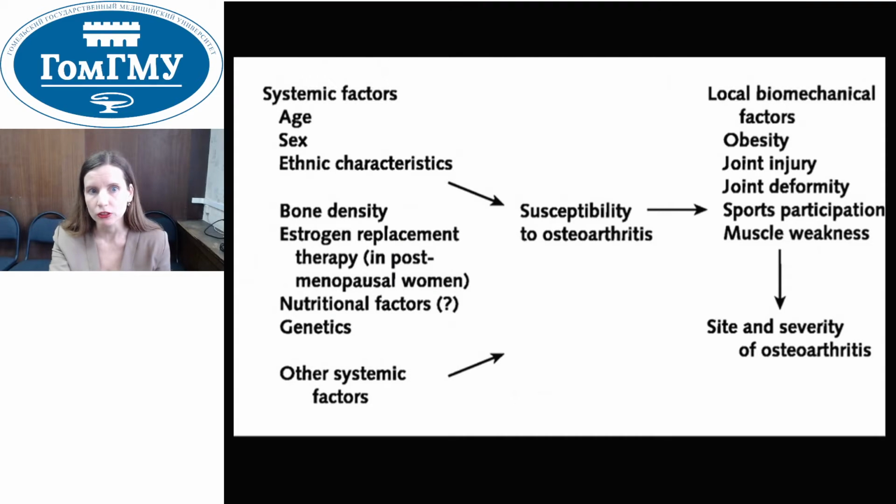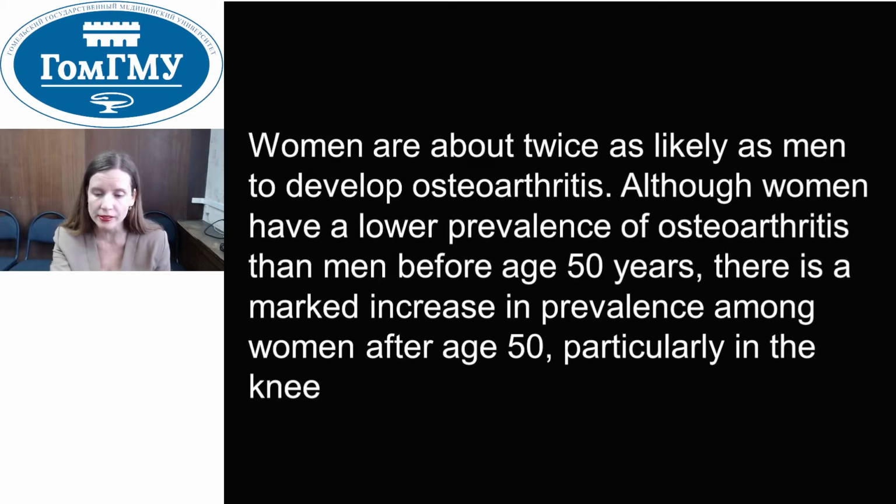And about predisposing factors, we have many factors which influence the disease, and first of all age, sex, ethnic characteristics, bone density also very important, and nutrition factors, genetics, obesity, previous joint injury, joint deformity, sports participation, muscle weakness. And of course, women are about twice as likely as men to develop osteoarthritis, and prevalence of osteoarthritis is usually after 50 years old, more characteristic for men.